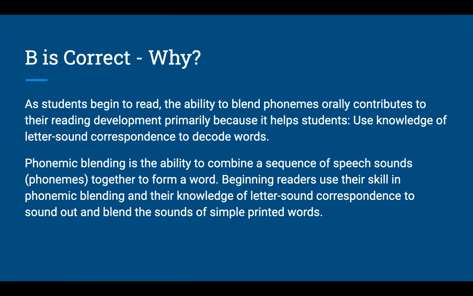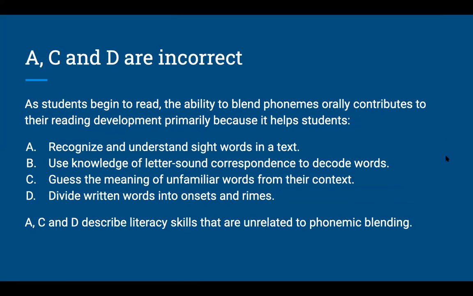Sight words they would have already had memorized, so they're not going to be always sounding out, say, "and." A sight word is memorized, and then onset and rhyme wouldn't necessarily help them with every single word. Not every word would have an onset and rhyme. We're talking about their ability to match sounds with letters. So then again, A, C, and D all describe literacy skills that are unrelated to phonemic blending.